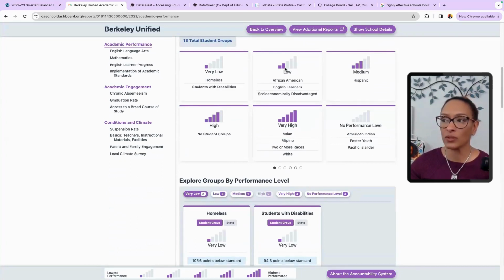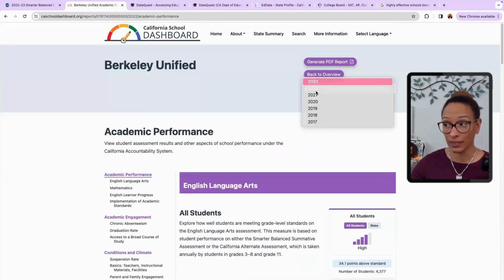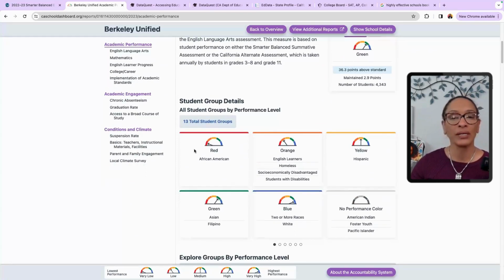So African Americans were in, I'm going to pause for a second and say this was a start over year because of COVID. So there were no colors, and this wasn't comparable data. This was how they did as a whole. And African American, if this were a color, it would have been orange. Okay. So they were here, but because they declined, they were given a band of very low.